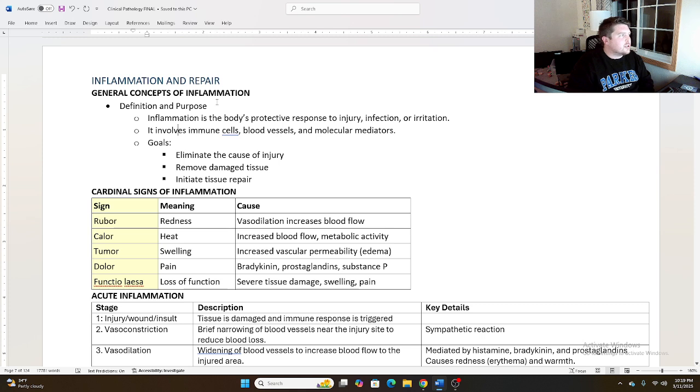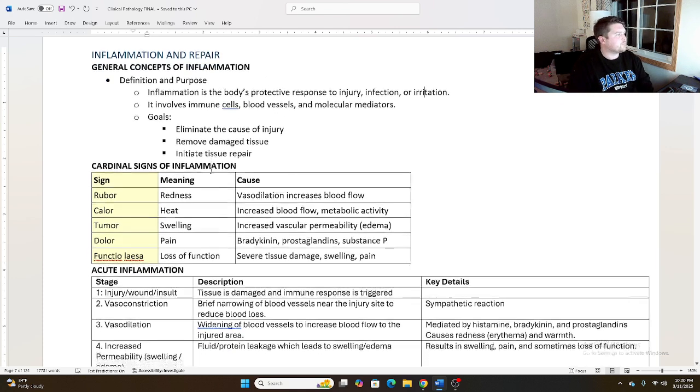With general concepts of inflammation, this is the body's protective response to injury, infection, irritation, any type of cellular damage. We have immune cells, blood vessels, and mediators as well. We're going to focus more on the immune cells and the molecular mediators, and also the general signs and symptoms of inflammation, as well as the stages or steps of inflammation.